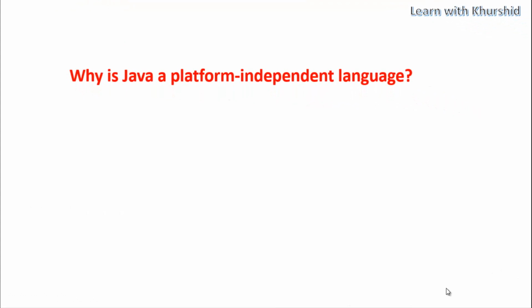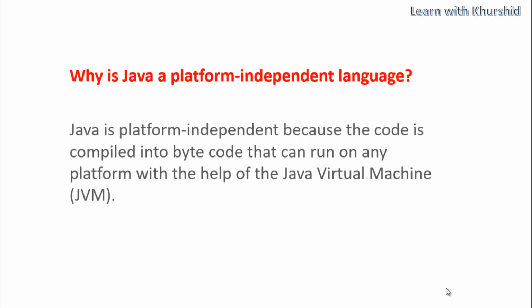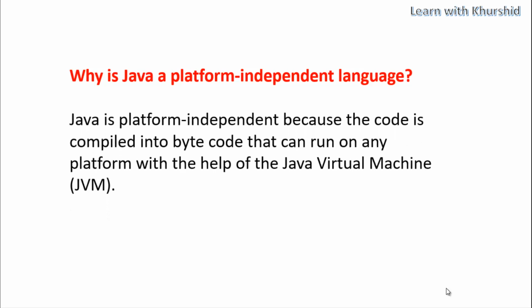The next question is: why is Java a platform independent language? Java is platform independent because the code is compiled into bytecode that can run on any platform with the help of the Java Virtual Machine. When Java source code is compiled, it is converted into bytecode, and that bytecode runs in the Java Virtual Machine. That's why it is platform independent. It means if JVM is available anywhere, the Java program, that is the bytecode, will run.